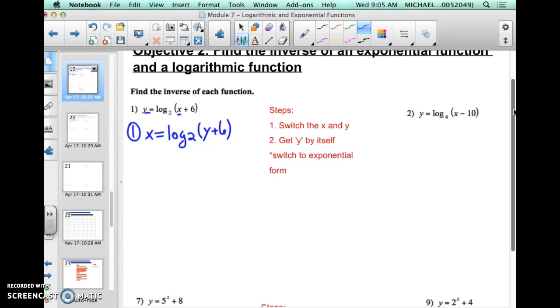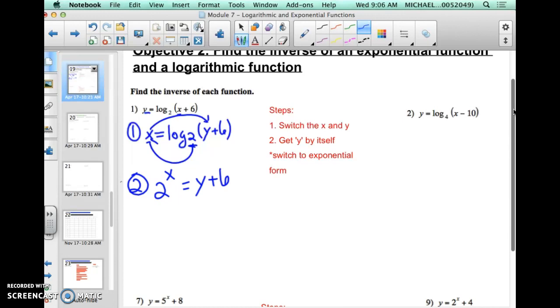If you remember from objective 1 in this topic, switching it to exponential form, I have to identify the base, and I draw my arrow to its power, and then I draw the arrow to what that's going to equal, what the log is holding in this instance. So again, the base of 2 is going to be raised to the power of x, and it's going to equal the output of y plus 6.